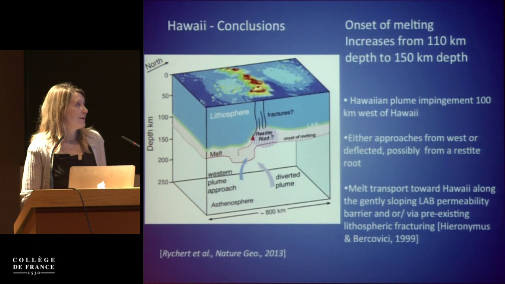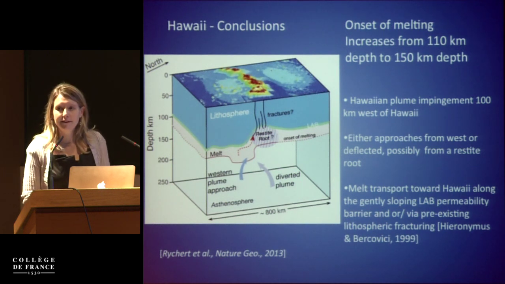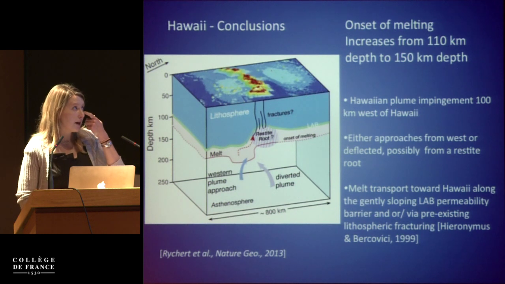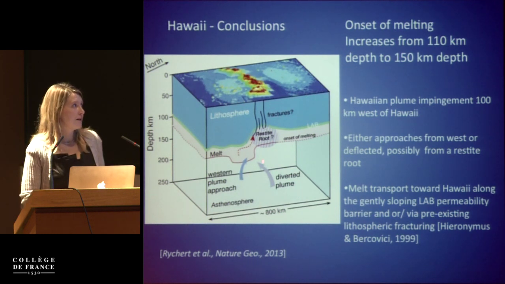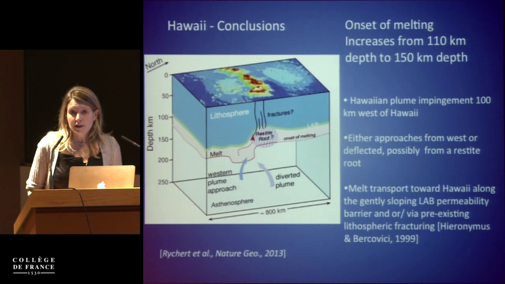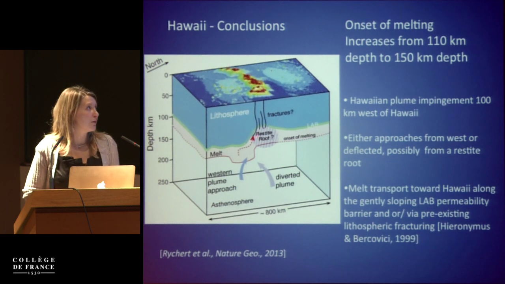So as you can see here, we can't really distinguish between these two, but if the plume is approaching from the west, that's fine. The material does need to reach the island axis at some point, so it does need to be guided, perhaps along some kind of permeability boundary at the lithosphere-asthenosphere boundary. If the plume is rising directly from below, then we suggest it must be diverted somehow by a resistive route that possibly formed during the large melting event that caused the island of Hawaii, before the melt reaches the island axis.